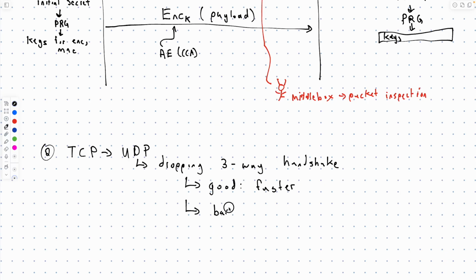Can you think of any reason why this might be bad? Authentication, like it's not reliable. Okay, in what sense? Loss of packets. Okay, so it could be that packets will get lost. Anything else?